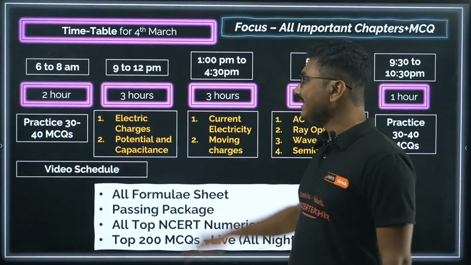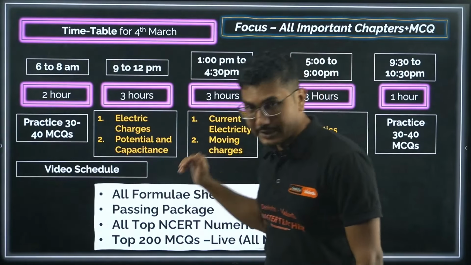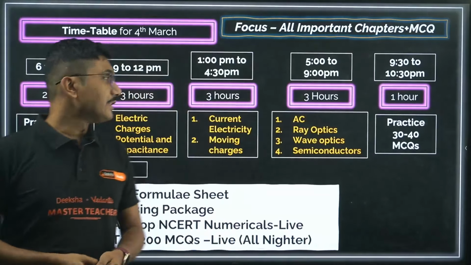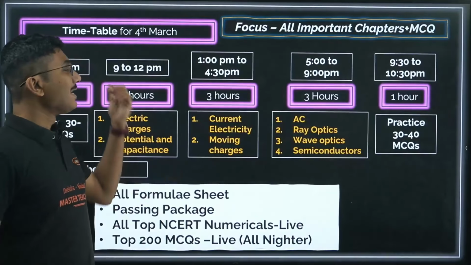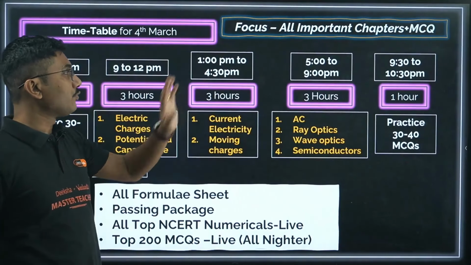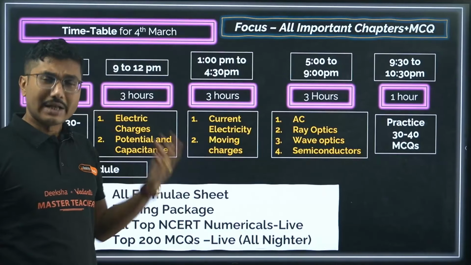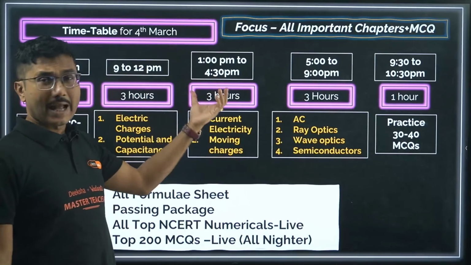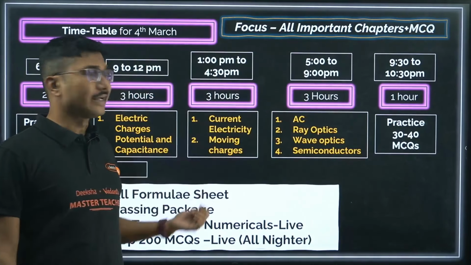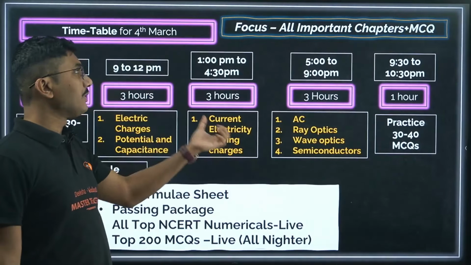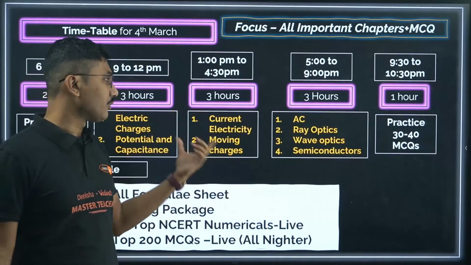Now, 9 to 12 p.m., you should revise electric charges, potential and capacitance. These are the important chapters for revision. Next, from 1 p.m. to 4:30, take a 1 hour gap for your lunch, then relax for a bit, and then you should focus on current electricity and moving charges. So during the afternoon time, you should focus on these two chapters.